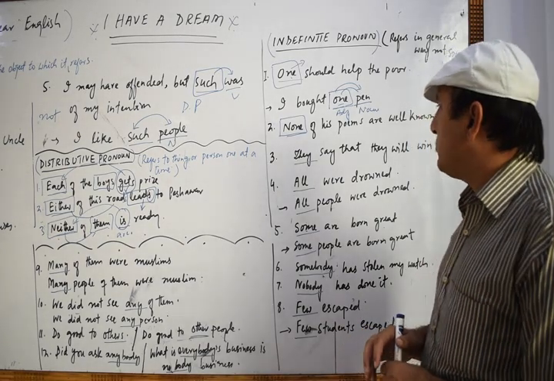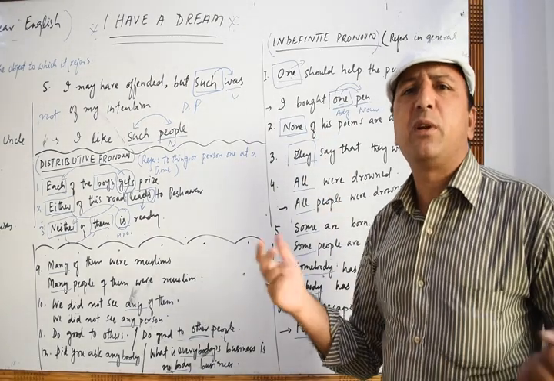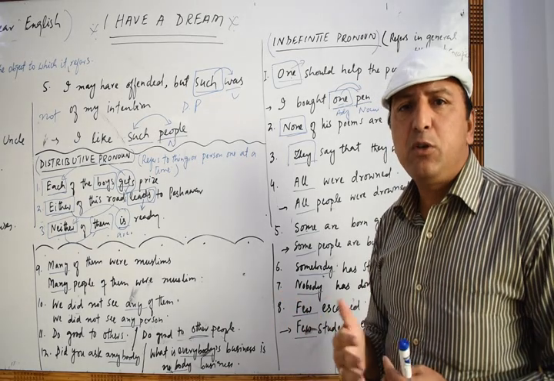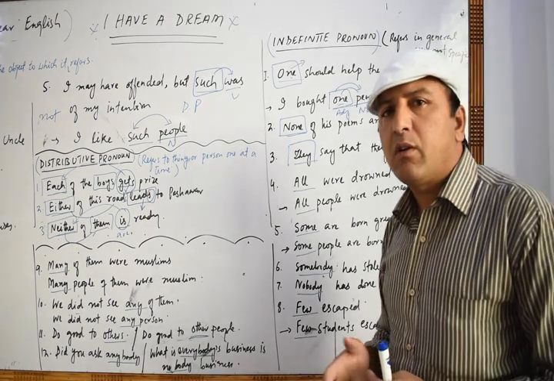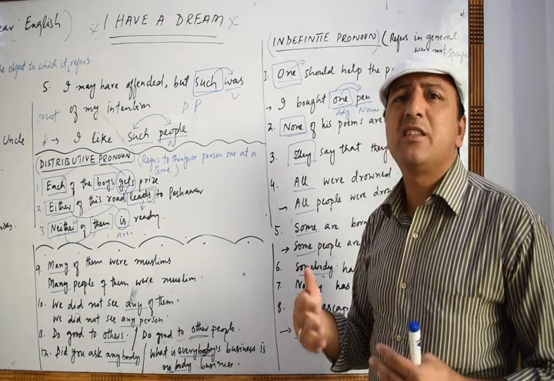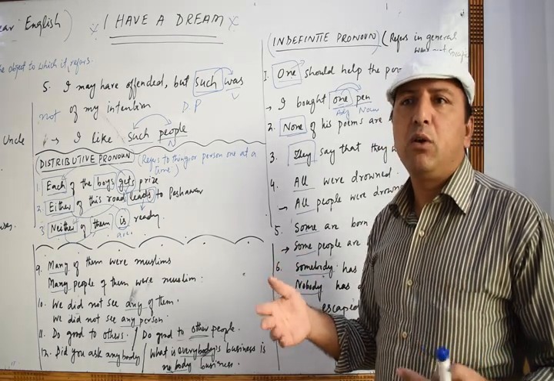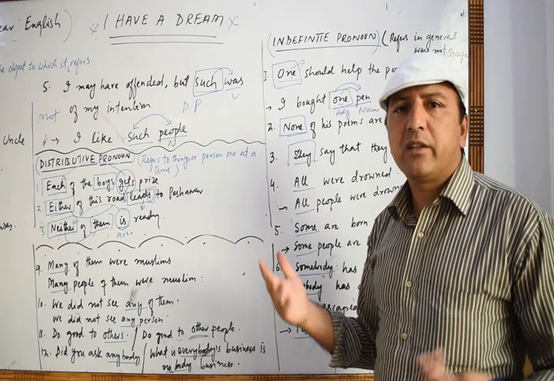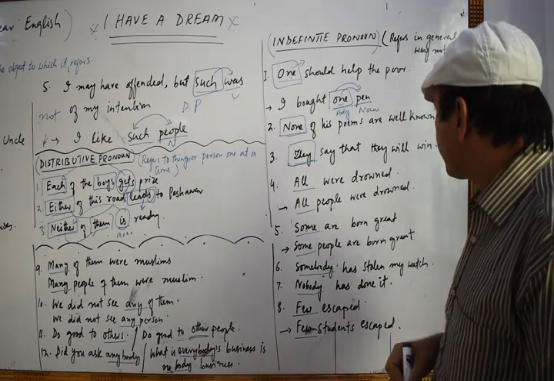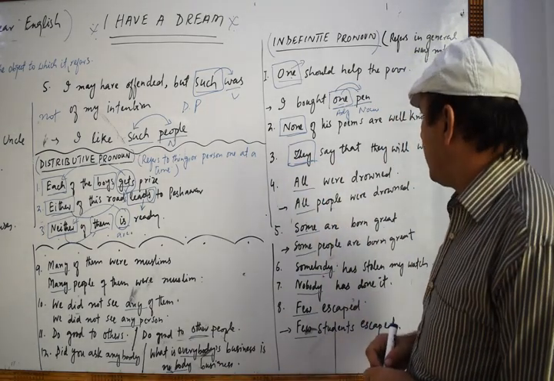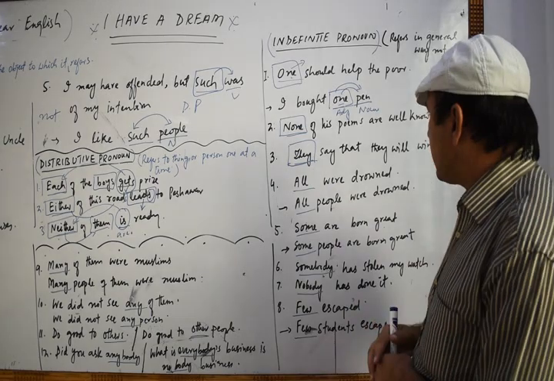Next we have "they say." Now we use "they say" to mean "the people say." "They" has been used in a general way. They say that there will be war between Pakistan and India. So "they say" means the people say. We are using this "they" in a general way, which means people in general. So "they" is also an indefinite pronoun. Okay, next we have "they say that they will win." So "they" is working in a general way.